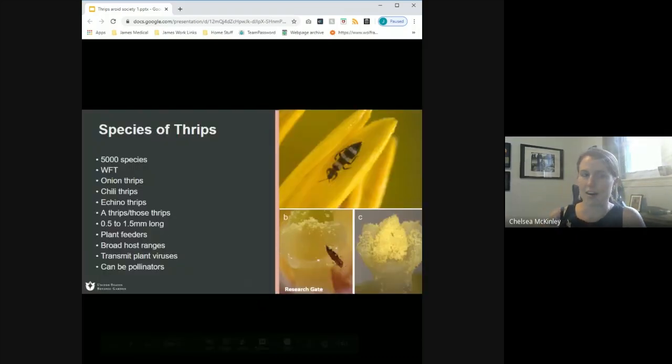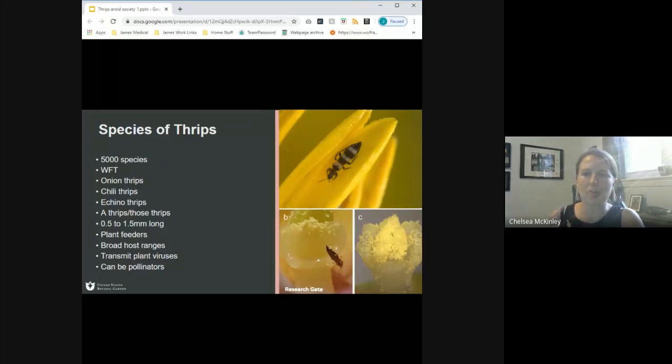So there are over or around 5,000 species of thrips. It's a lot of thrips. So I'm not going to cover all of them today. And I say around 5,000 because just like in plant taxonomy, there are lumpers and splitters. So some people lump certain thrips together into one species and others think that they should be separate species.